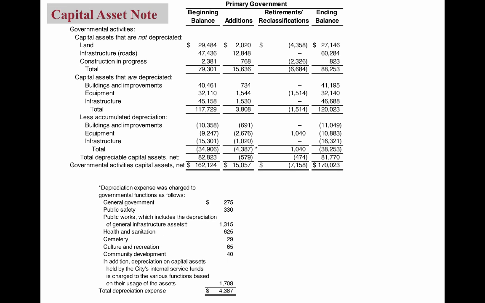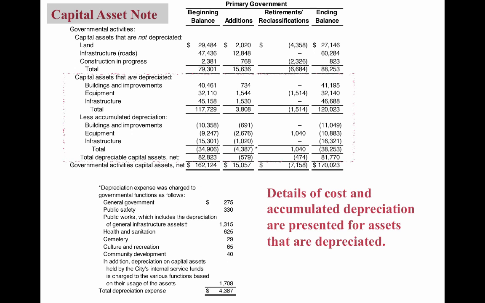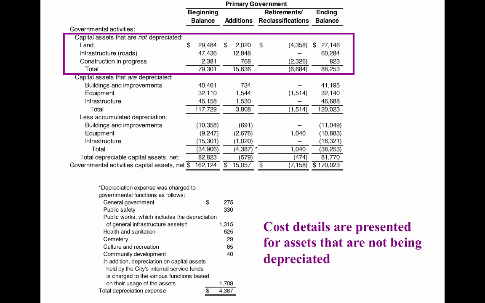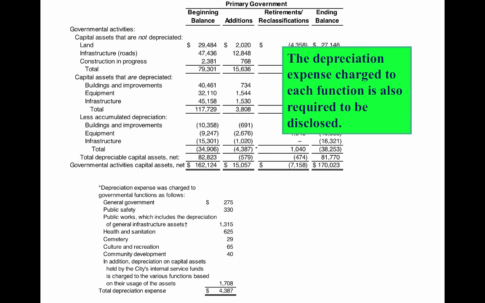Some of the notes related to the government-wide financial statements include the capital asset note, which shows how capital assets changed during the fiscal year covered by the financial statements. It breaks out all of the assets by type, differentiating between those that are depreciated and those that are not depreciated. It shows you what the beginning balances were. So unless there were some adjustments, that's probably what the ending balances were for the prior fiscal year. What amounts might have been added during the year.